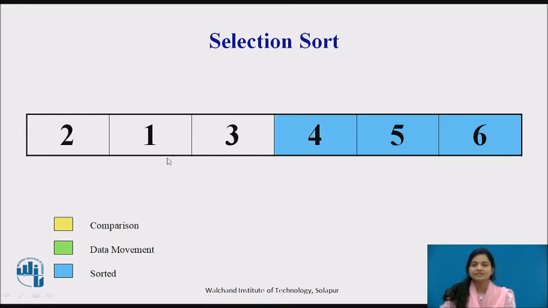Now the next largest element we will consider as 2. It will compare with 1, it is still largest. It will compare with 3. Now 3 is largest, so it will be placed at the same place, no issue. In the next iteration 2 will be considered as the largest. It will compare with 1, it is still largest, so 2 will be shifted to this position.